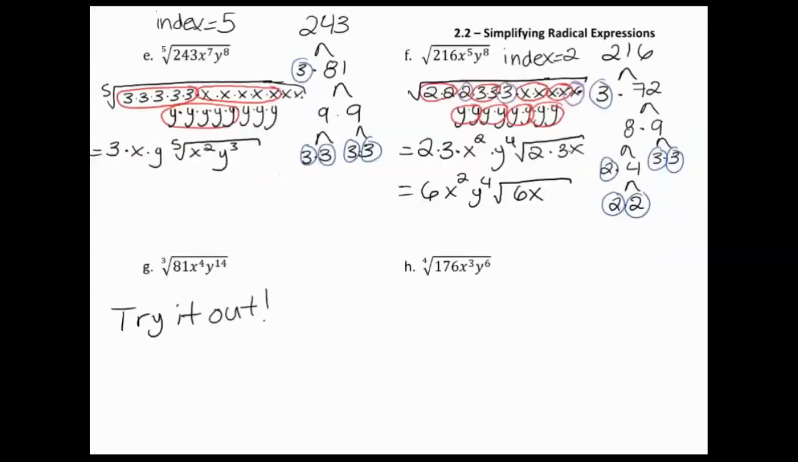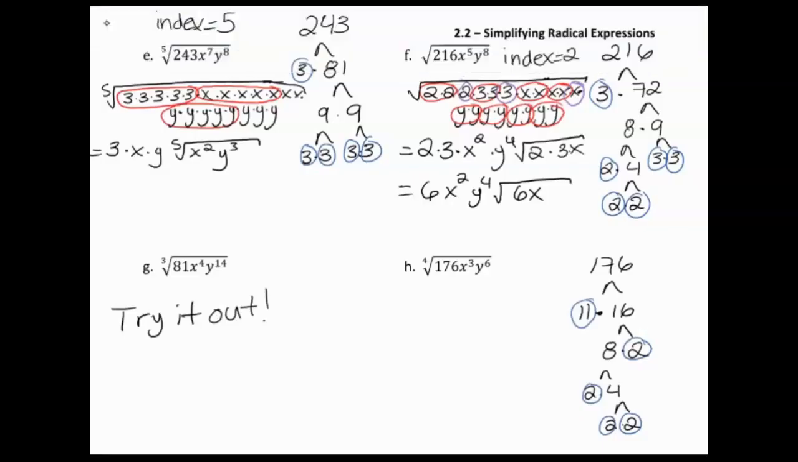All right, so example H, let's find the prime factorization of 176. So 2 numbers that when I multiply them give me 176. It's going to be 11 times 16. Now, 16 is also 8 times 2. 8 is 2 times 4. And 4 is 2 times 2. So our prime factorization is going to be 11, 2, 2, 2, and 2.